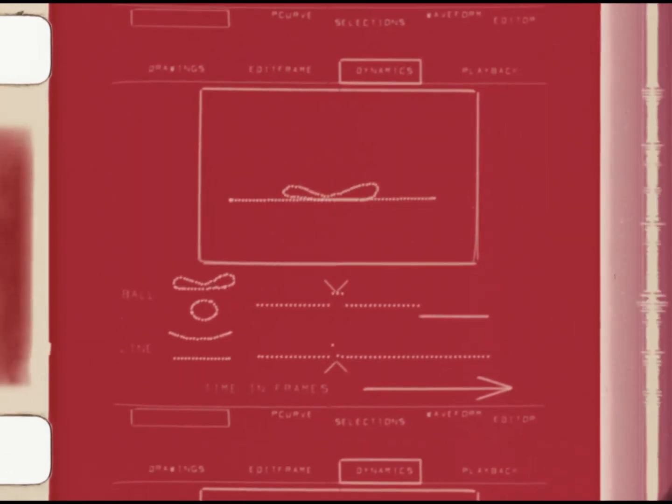Then she calls up the selection graphs to help her synchronize the bending of the line with the impact of the ball. There, she introduces the bent line in each of the 3 frames having the squashed ball.